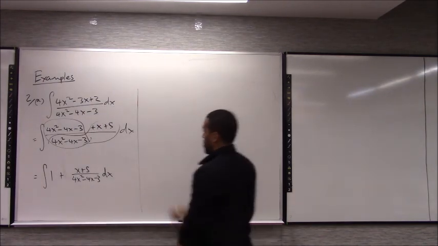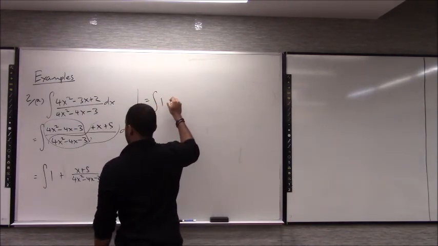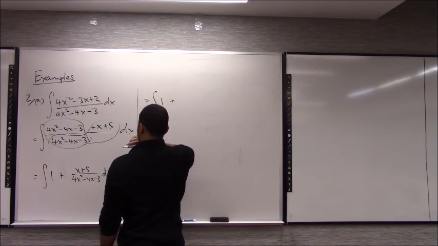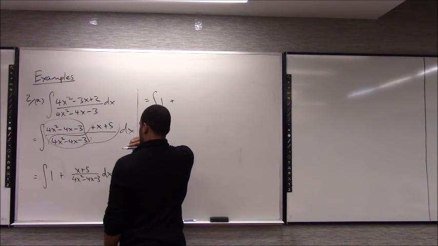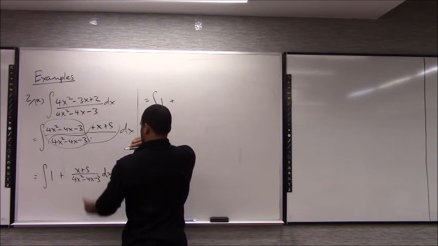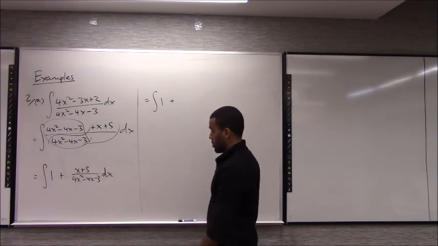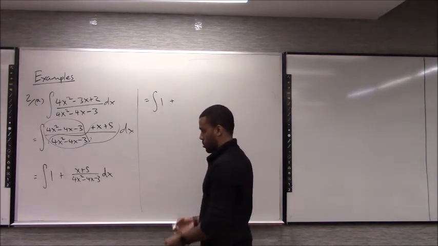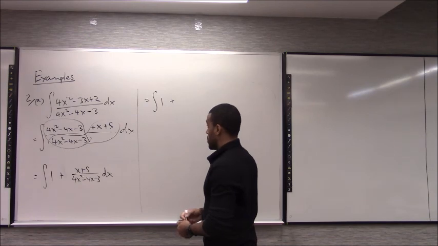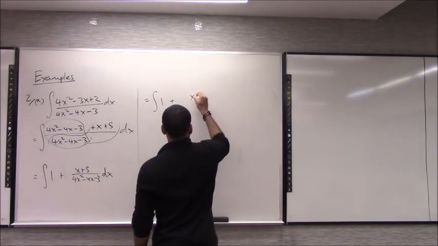Then what? And then I separated the integral into two separate integrals, the integral of 1 and the integral of x plus 5 over 4x squared minus 4x minus 3. I focused on the fraction. I separated it. I factored out the denominator. What did you get? I got 2x plus 1 and 2x minus 3.